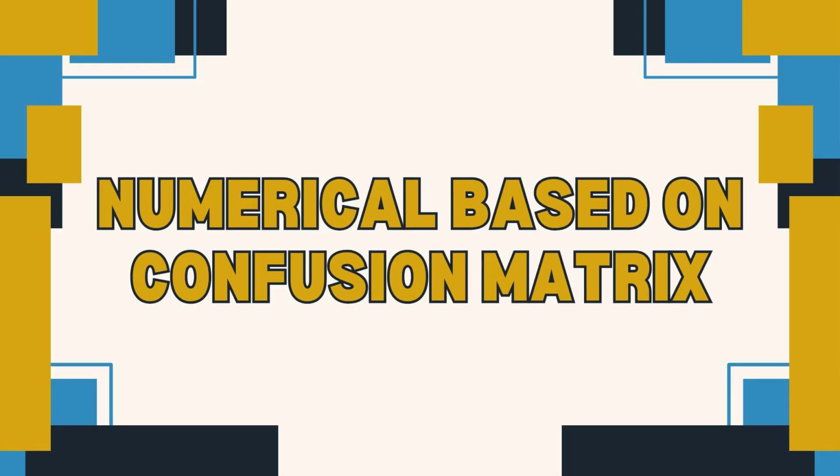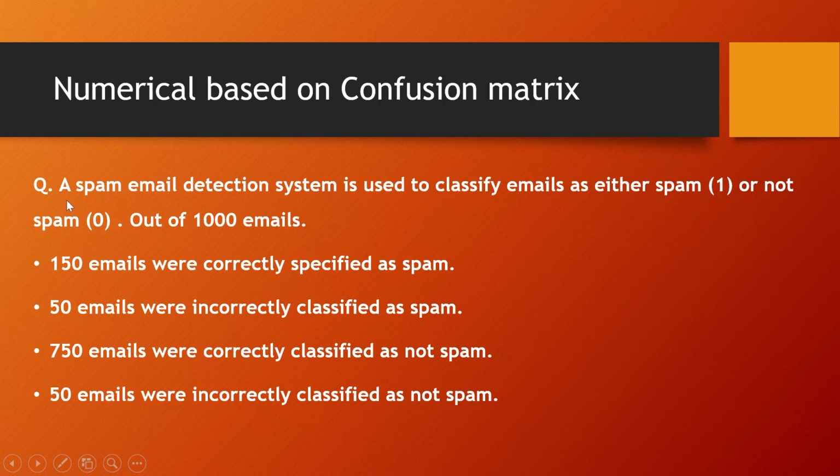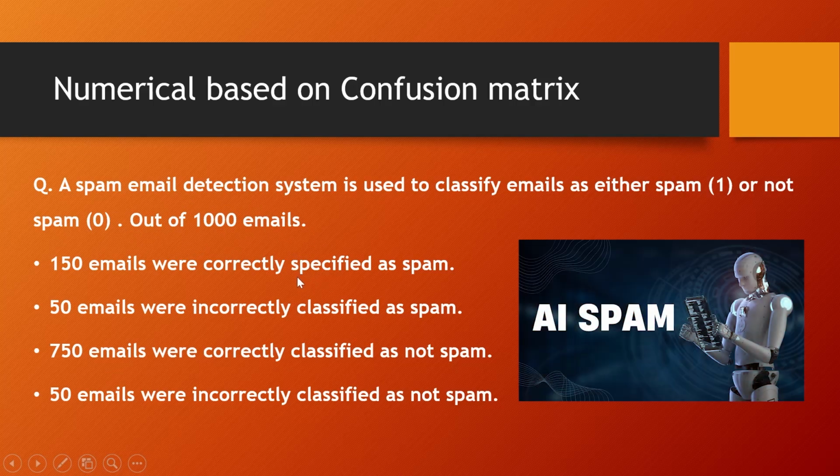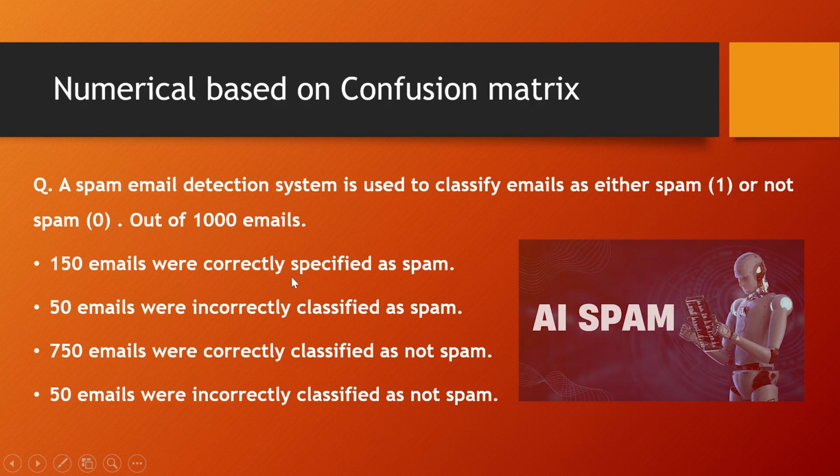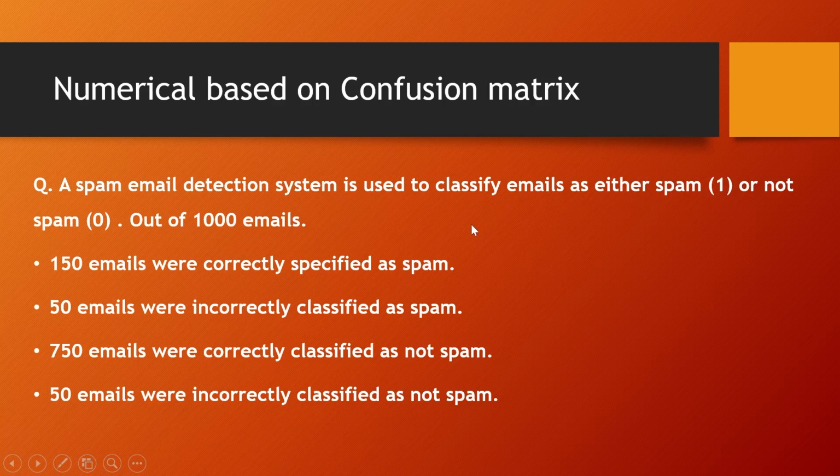Now let's understand with the help of one numerical. A spam email detection system is used to classify emails as either spam, that is 1, or not spam, that is 0, out of 1000 emails. We had 1000 emails, and an AI spam email detection system was built which classified emails as spam or not spam. If it is spam, it means true. If it is not spam, it means false.